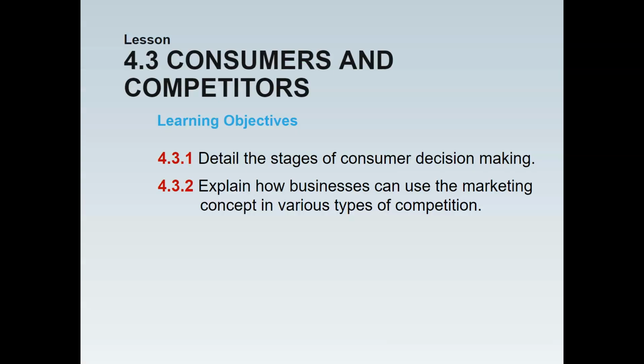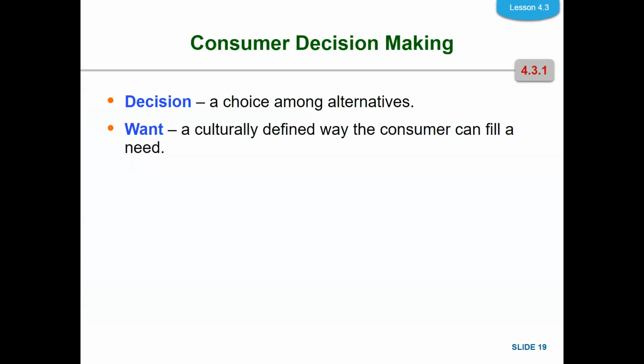Okay. Section 4.3 is called Consumers and Competitors. Our two subsections: 4.3.1 is to detail the stages of consumer decision making. 4.3.2, we're going to explain how businesses can use the marketing concept in various types of competition. So we have two key concepts here under consumer decision making. Number one is decision, a choice among alternatives. It's just a pure definition of the word decision. And then want, a culturally defined way the consumer can fill a need.